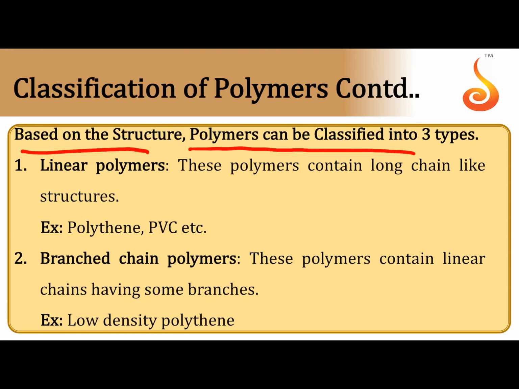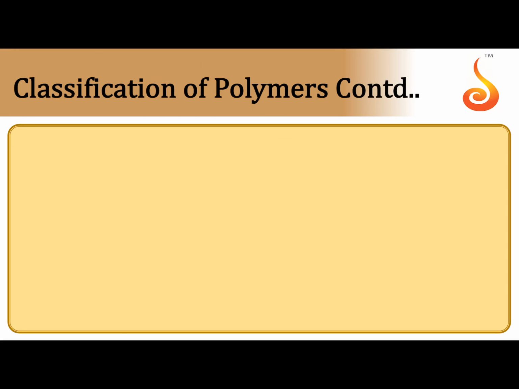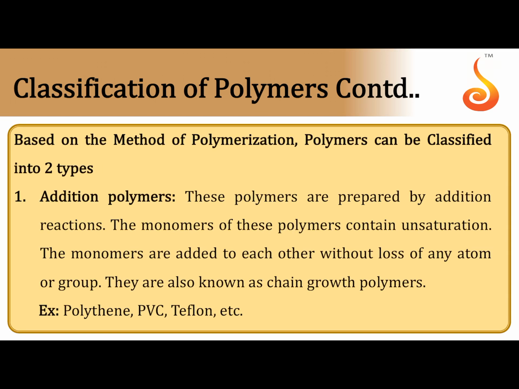Next, based on the structure, polymers are classified into three types: linear polymers, branched polymers. Some branches are there here. Just remember the examples. Next, cross-linked polymers or network polymers. Highly cross-linked, all monomers get combined through cross links. Such type of polymers are called cross-linked polymers or network polymers or three-dimensional polymers. Example, bakelite and melamine.